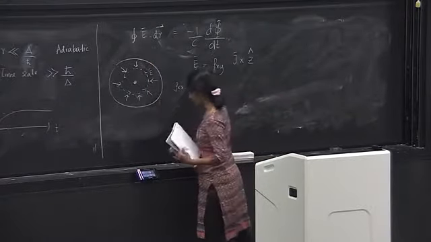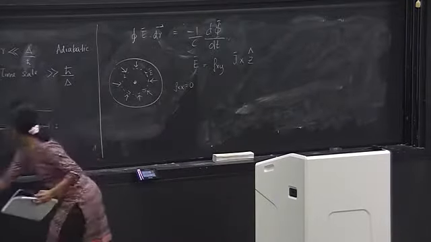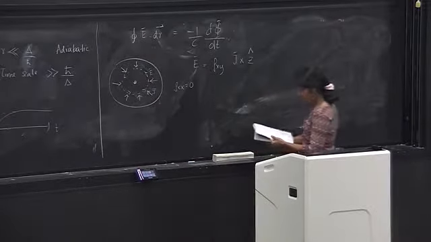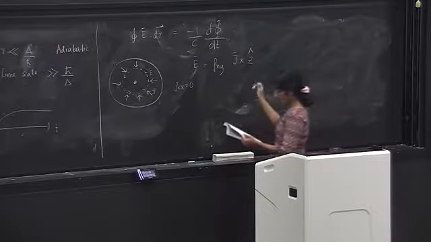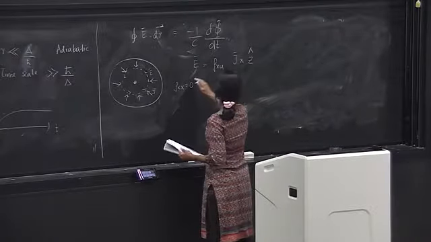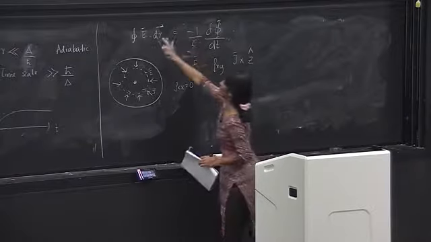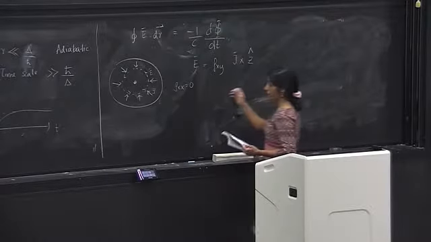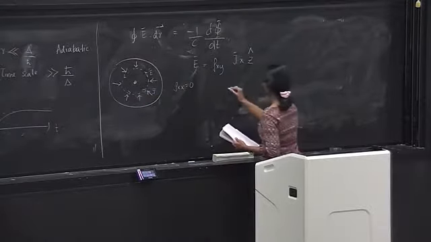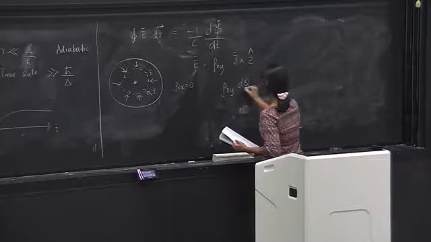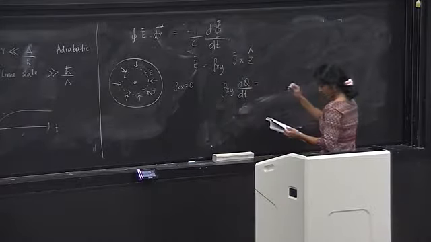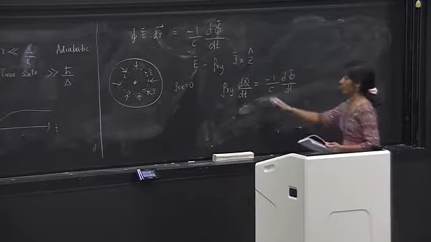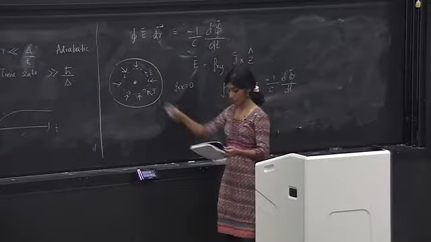Let me use another color. These guys are the current, J. And so when I plug this equation into that one, I actually get an equation for the total current flowing into this region, right? So let me just write down some final equations. d phi dt. Q is now the total charge within this region.